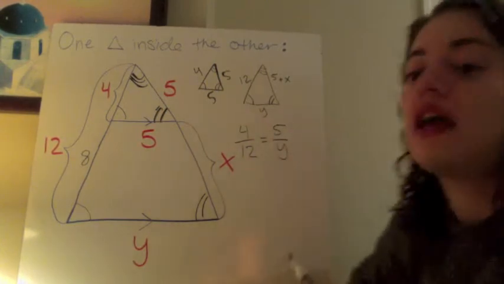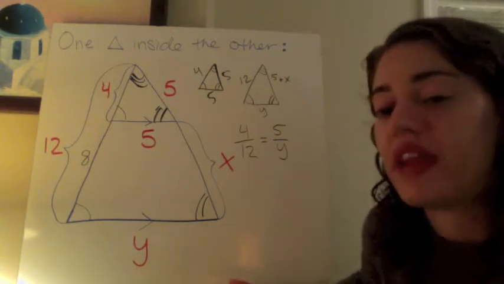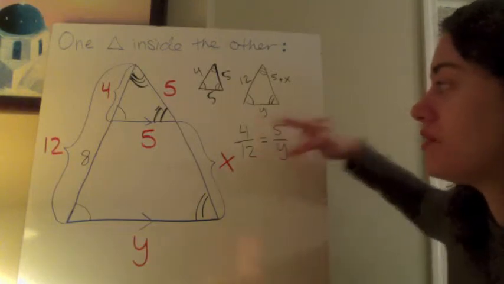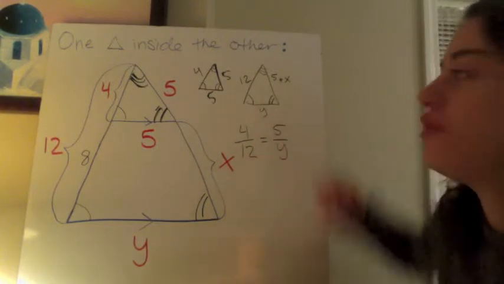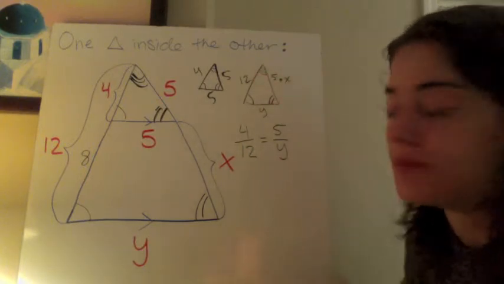5 over y. Again, there are a bunch of different ways to write this proportion. This is the way that I saw it, and this is the way that I wrote it. But if you did it as reciprocals, that'd be fine. And if you put 4 over 5 is equal to 12 over y, that'd be fine too.